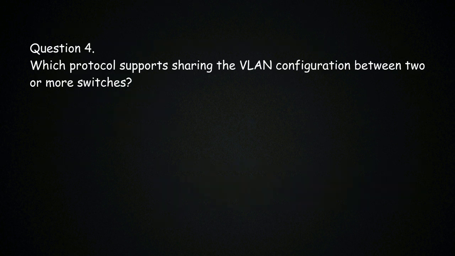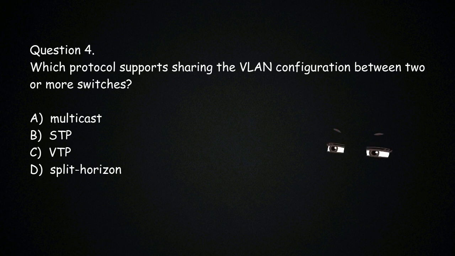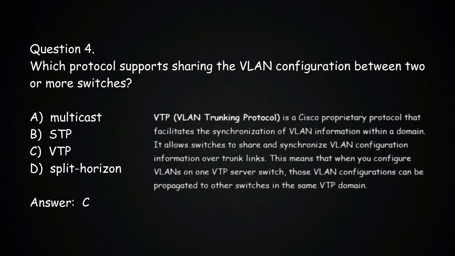Question 4. Which protocol supports sharing the VLAN configuration between two or more switches? Options. Answer is C. VTP is a Cisco proprietary protocol that facilitates the synchronization of VLAN information within a domain. It allows switches to share and synchronize VLAN configuration information over trunk links. This means that when you configure VLANs on one VTP server switch, those VLAN configurations can be propagated to other switches in the same VTP domain.